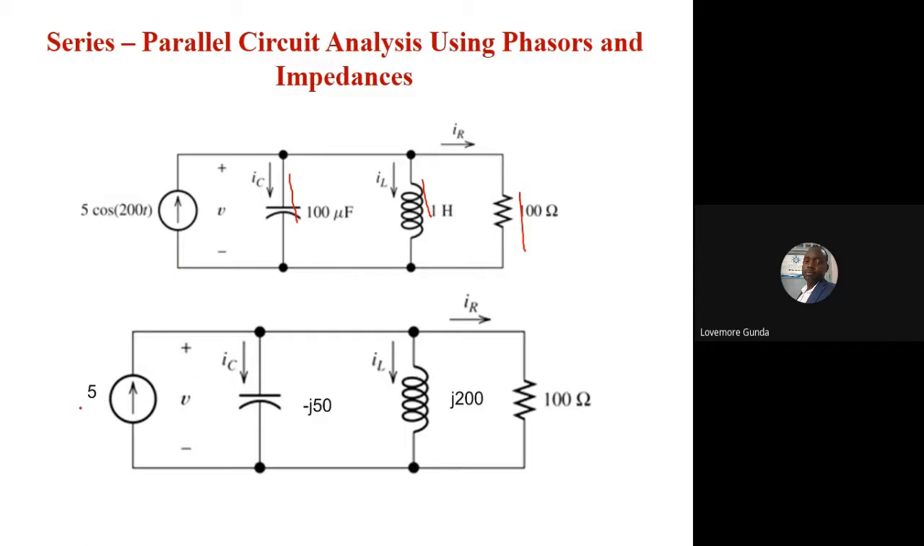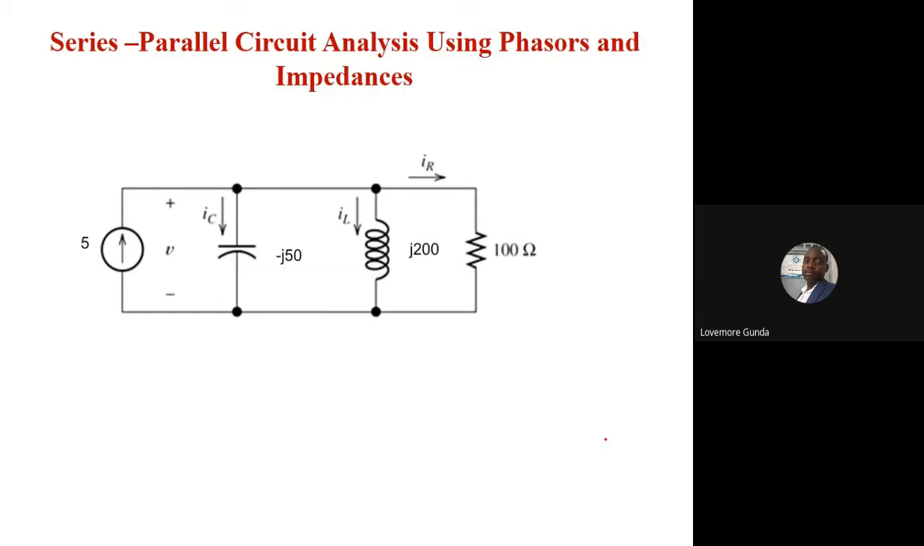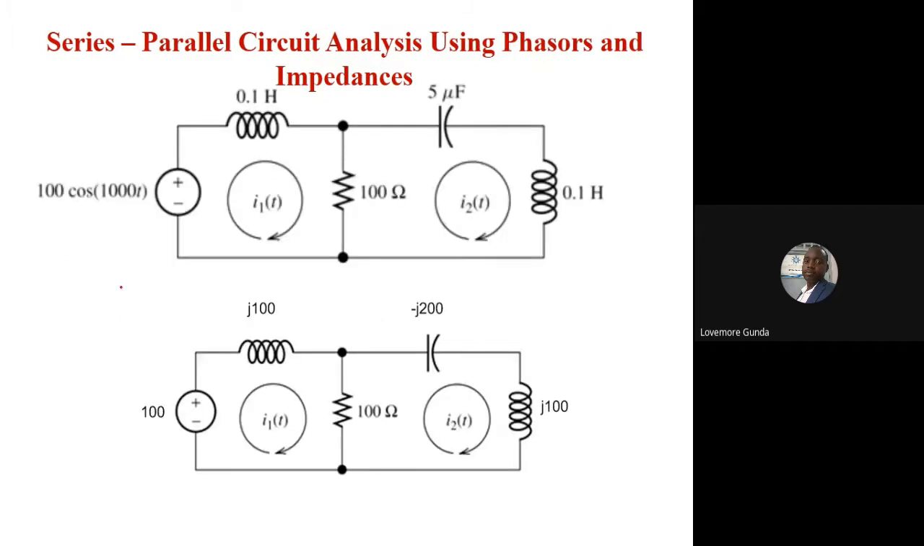So this should be 5 over √2, because this is just 5, there's no √2. Then this becomes J50, this is the omega, remember, J200, and the resistance remains like that. Still have the same problem, should go over √2. Then we do our usual division.